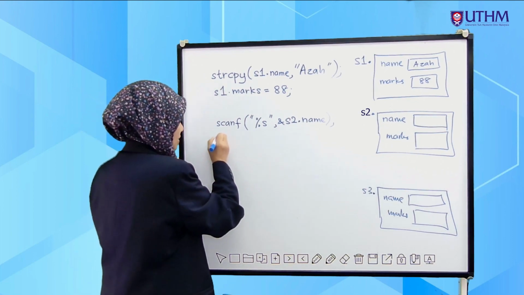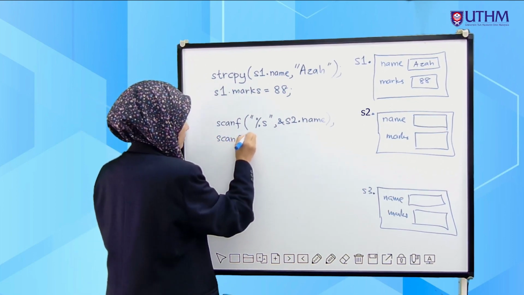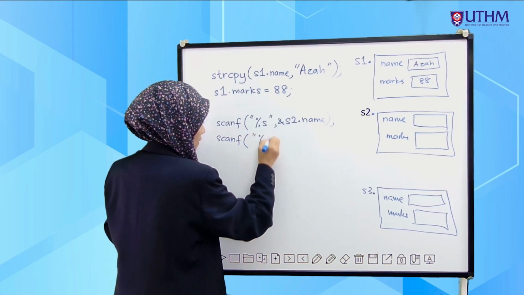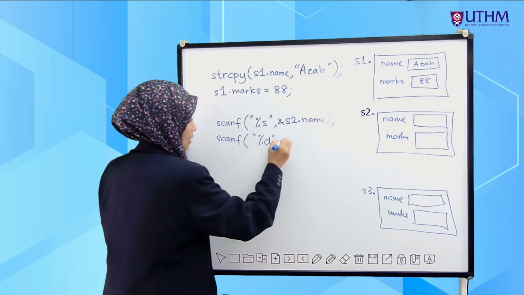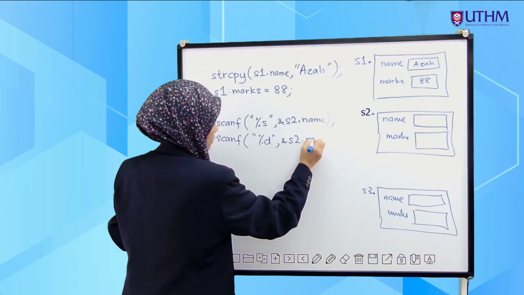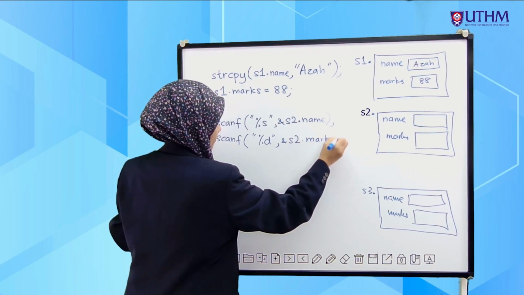For the marks, another scanf statement. The data type is integer, so this should be %d, comma, address operator, S2.marks.